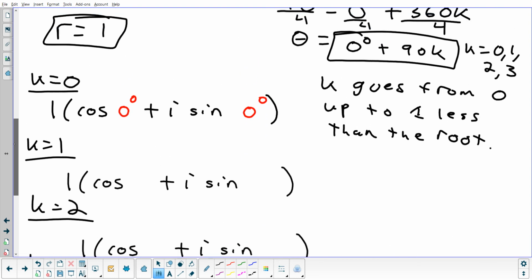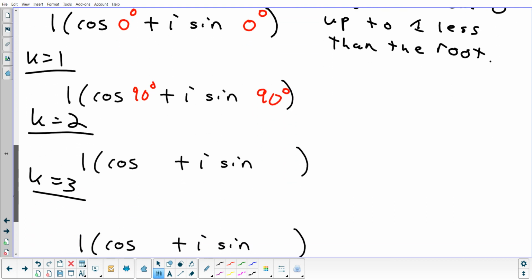Next answer. K equals 1. What's 90 times 1? Yeah. 90. Plus 0? 90. Here's your second answer.